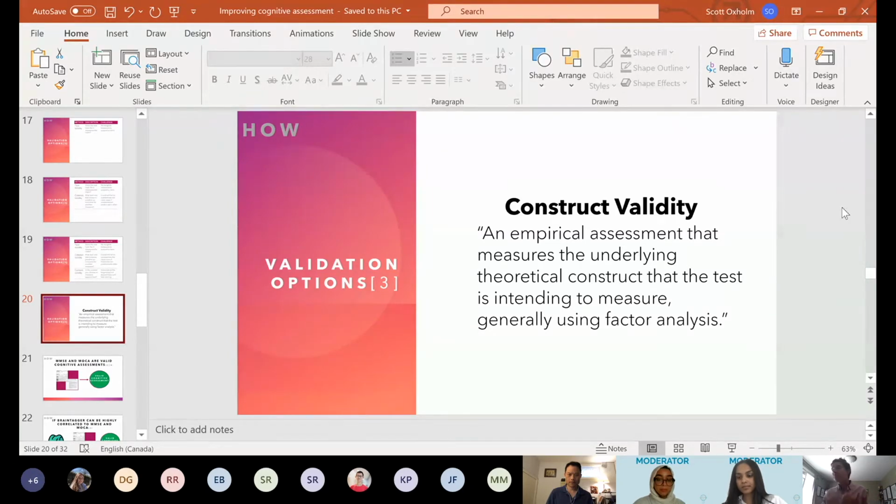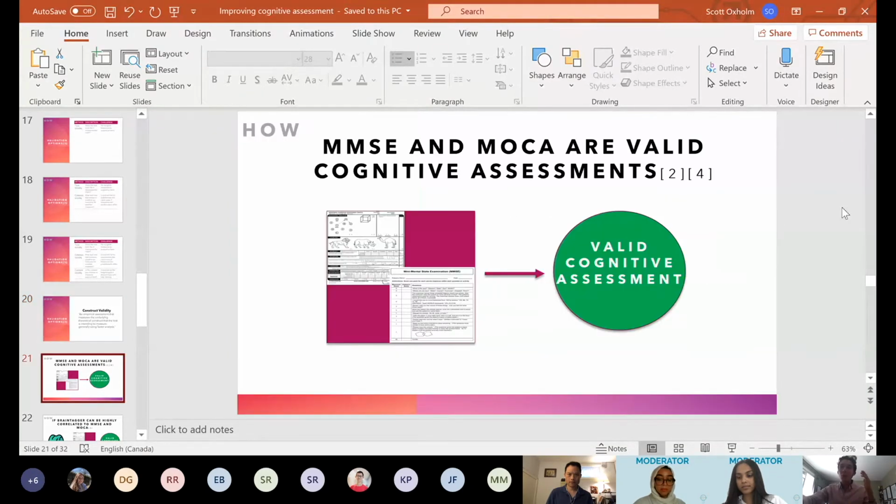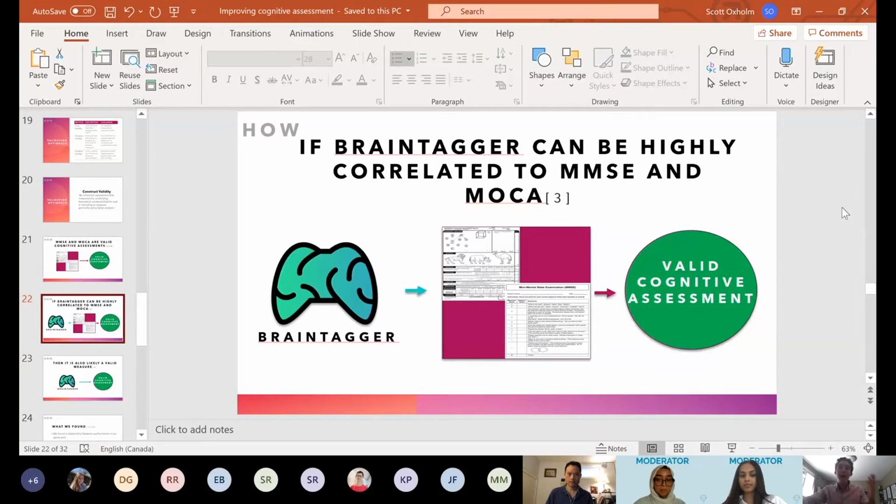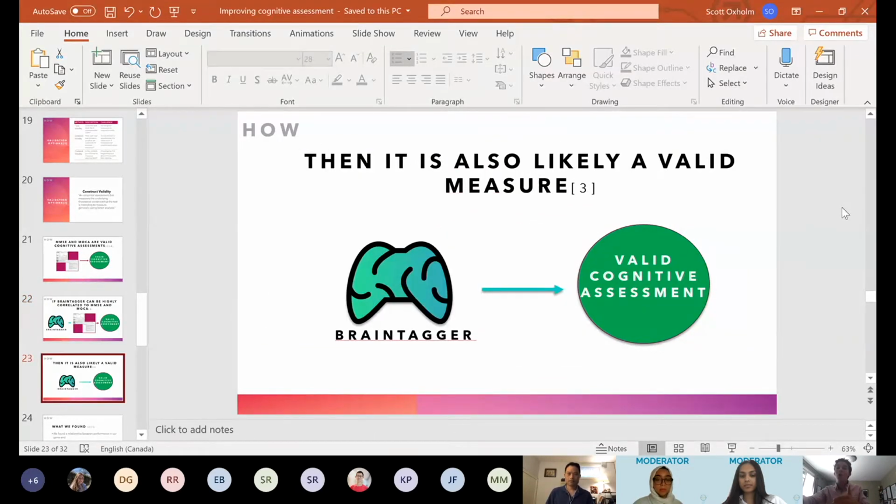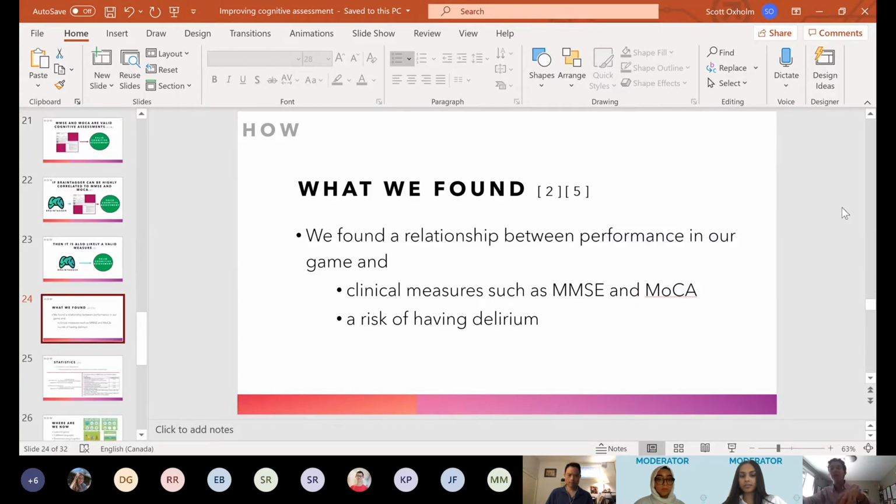So where do we start? Let's start with what we know. We've learned that the MMSE and MoCA are valid cognitive assessments. So if Brain Tagger can be highly correlated to MMSE and MoCA, then it is also likely a valid measure. And the more information that we have supporting this correlation, the stronger our claim. So this is exactly what we found. We found a relationship between performance in our game and clinical measures such as MMSE and MoCA, in addition to a risk of having delirium.